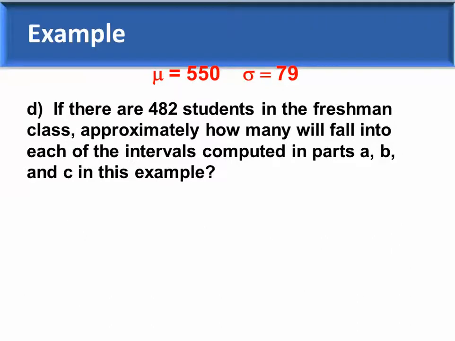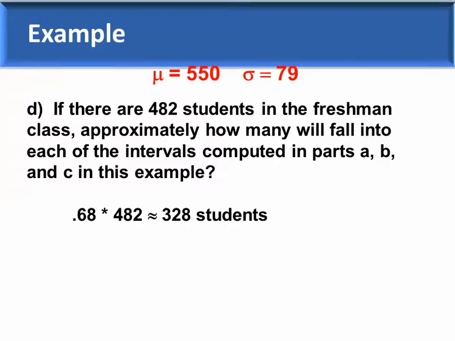So we can take this a step further and find out how many students fall into those buckets. We know what the range of scores is, but how many students is that? So if there's 482 students, how many fall into that 68, 95, and 99.7 bucket? Well, those are all percentages. So 68% of 482 will tell us how many students scored in that 68% range.